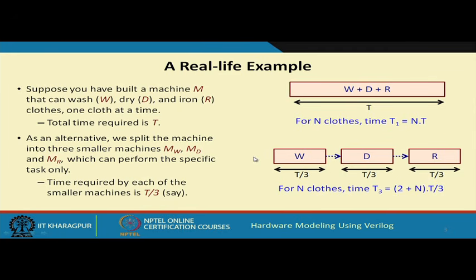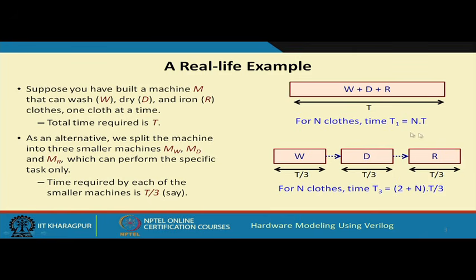Now, see, when a cloth comes, you wash it. After washing is complete, you give it for drying. Now, while drying is going on, this washing machine is free. Now, the second cloth can be given for washing. Similarly, when the first cloth goes for ironing, the second cloth can come for drying and the third cloth can go for washing. So, I will show you how.